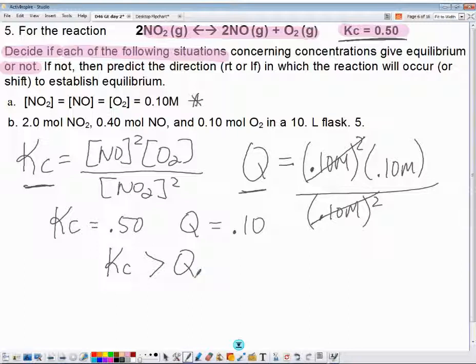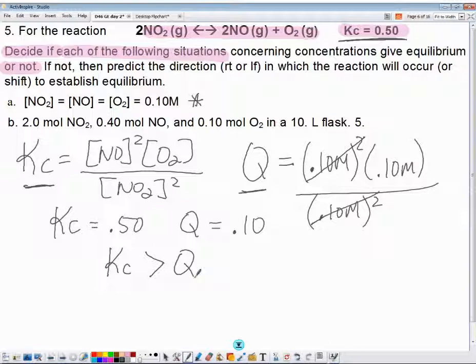Now, what is any K value's expression? Who over who? Products divided by reactants. So if I have a value that's not big enough, products divided by reactants, who do I not have enough of? I don't have enough products. And who do I have too much of? Reactants. So how in the world do I get products to go up and reactants to go down?